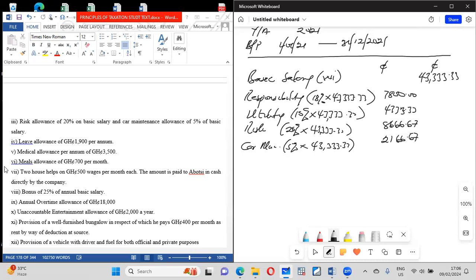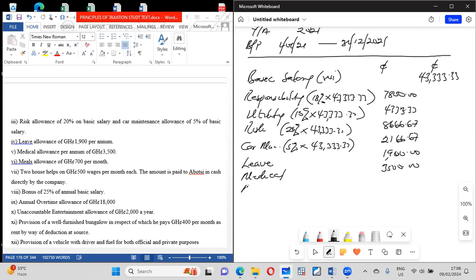All right. Then it says that there is leave allowance. So you just be adding that. That is 1,009 per annum. You have medical allowance. That is 3,500. These are pick and paste.